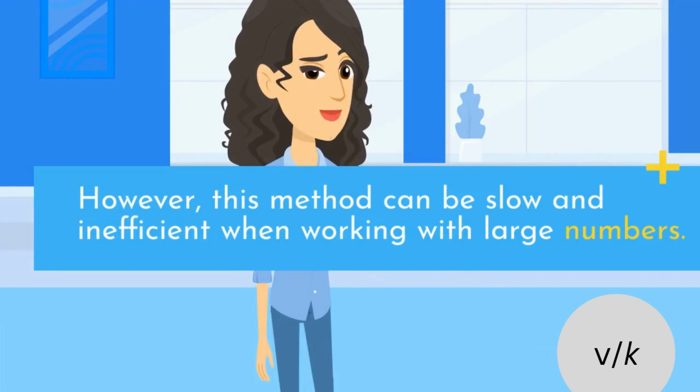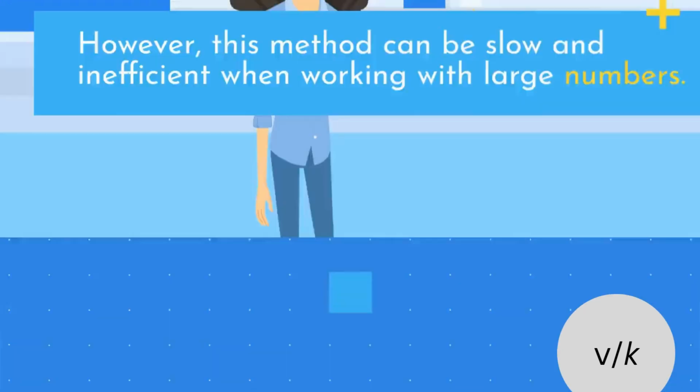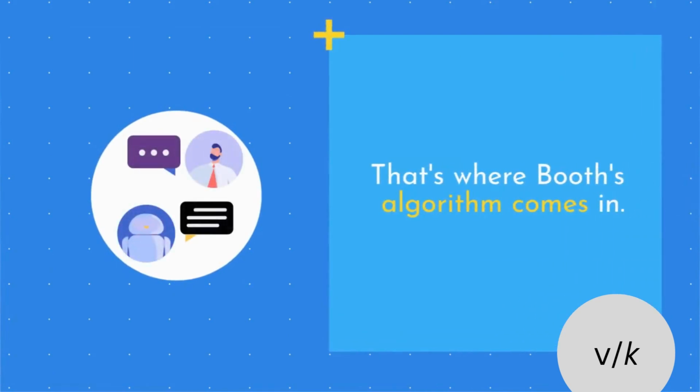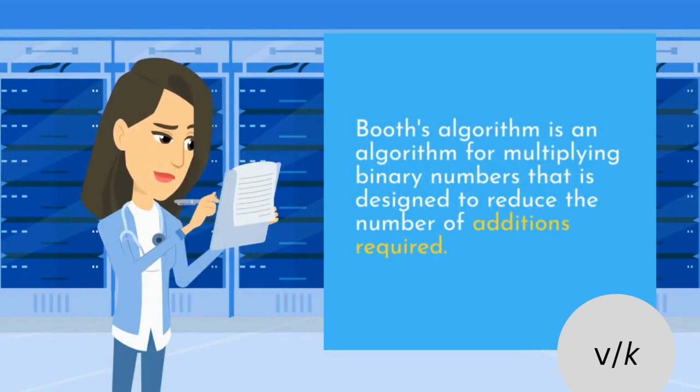However, this method can be slow and inefficient when working with large numbers. That's where Booth's algorithm comes in. Booth's algorithm is an algorithm for multiplying binary numbers that is designed to reduce the number of additions required.